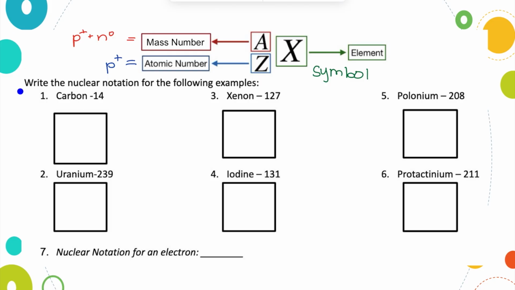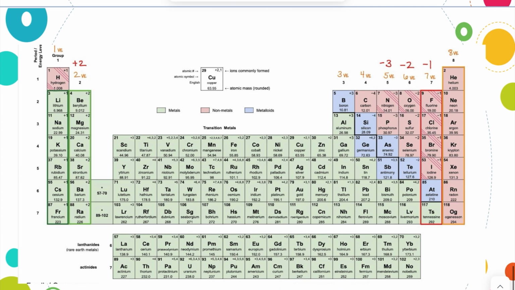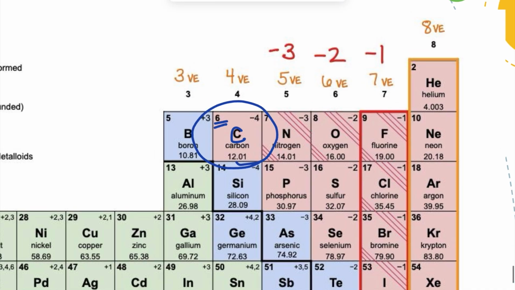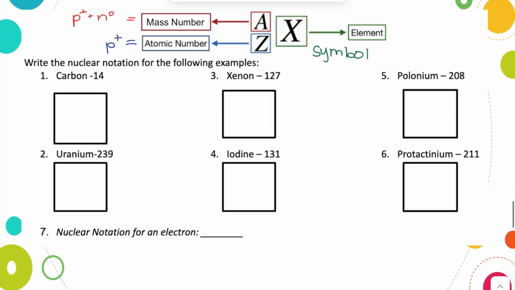Let's practice writing the nuclear notation for the following. Carbon-14, we do need a periodic table for this, so if you can get that periodic table out, there's one on the last page. If I scroll here, here's my carbon. I'm going to have that atomic symbol of C, and carbon has 6 protons because that is the atomic number we were given. So I'm going to have carbon. We put the atomic number in the bottom left, and then the mass number goes in the top left.